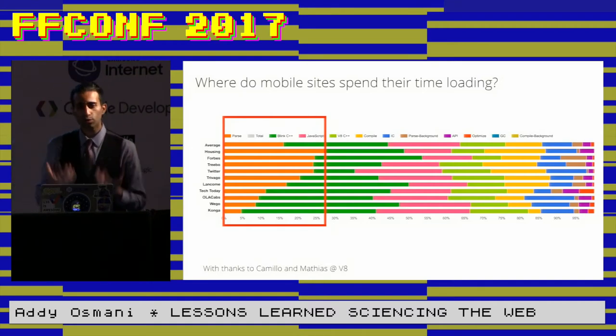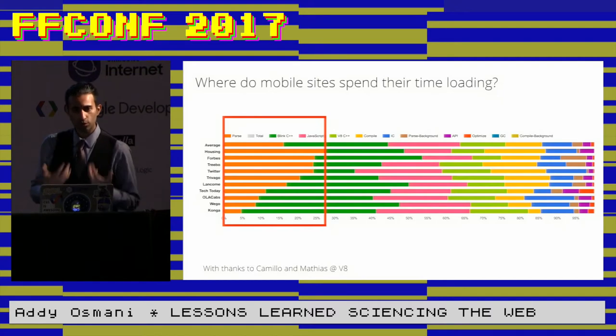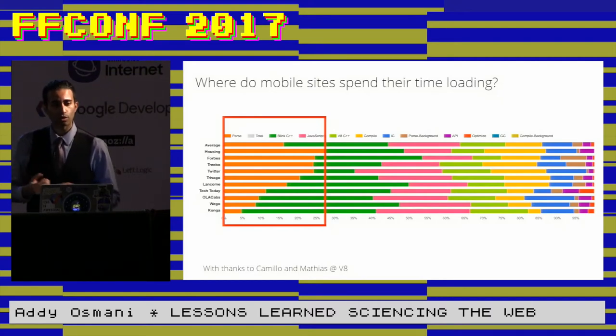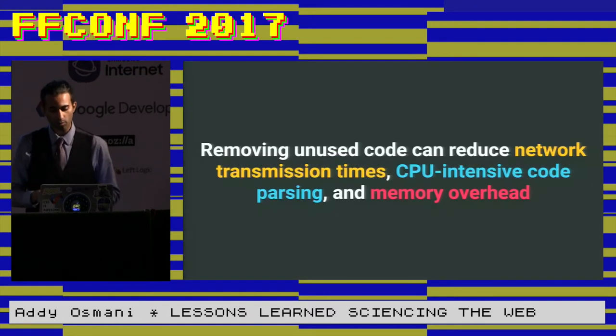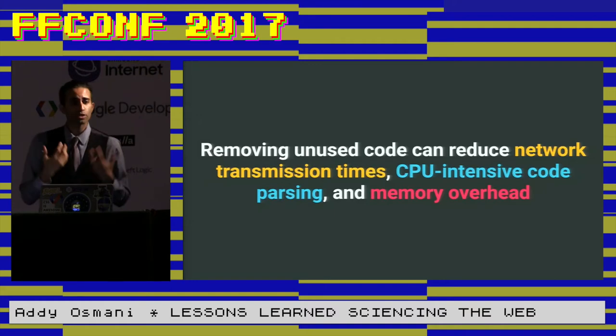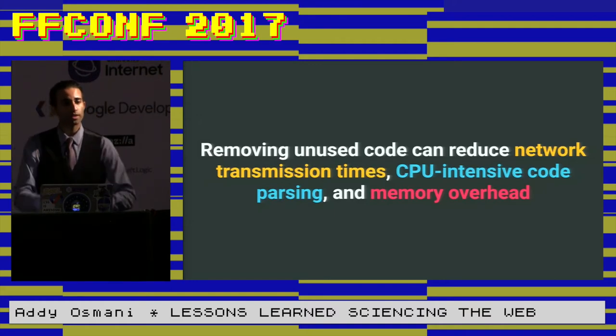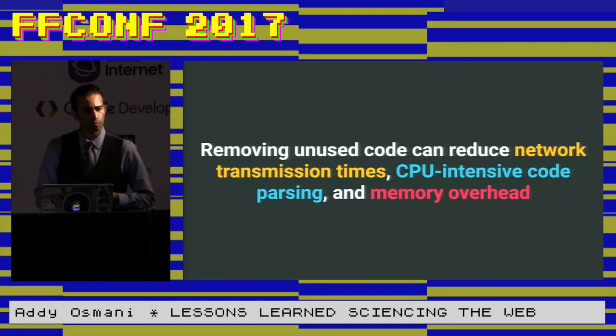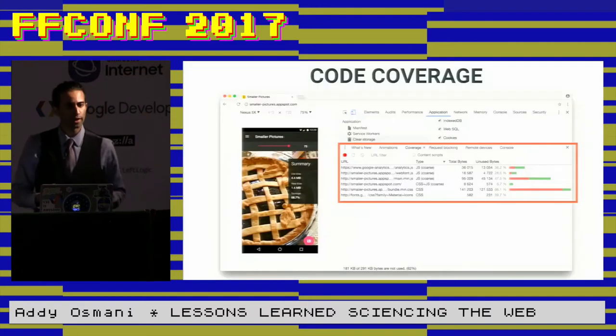Just by making sure that their tooling is using Preact, is using good loading patterns, they're able to spend a minimal amount of time parsing code so that they can actually get interactive more quickly. Now, another thing that's useful for us to consider is how much unused code we're shipping down to our users. Removing unused code can reduce your network transmission time, your CPU-intensive code parsing time, and your memory overhead.